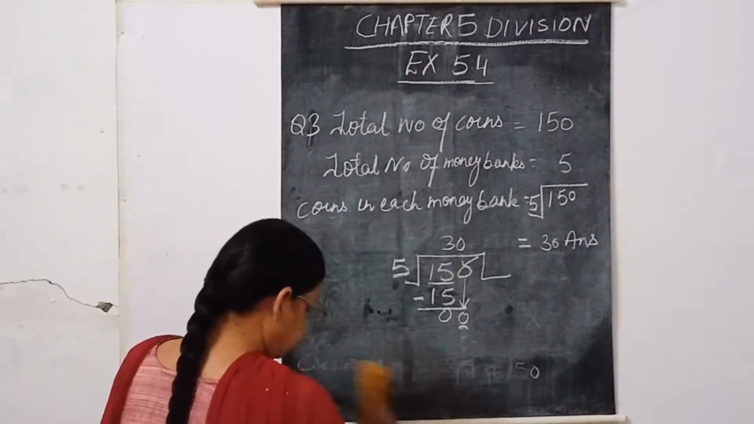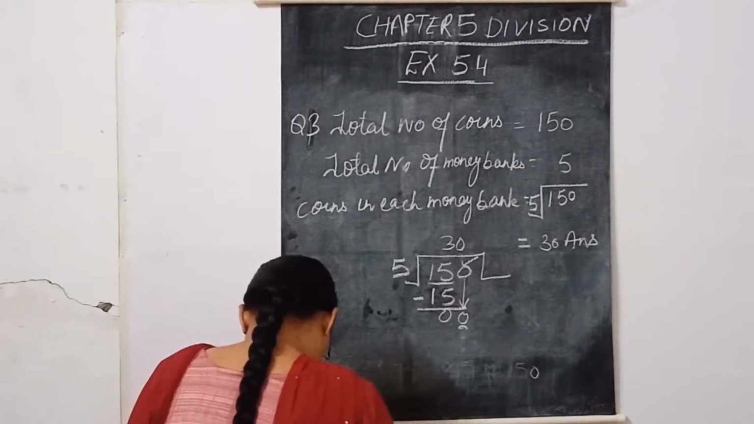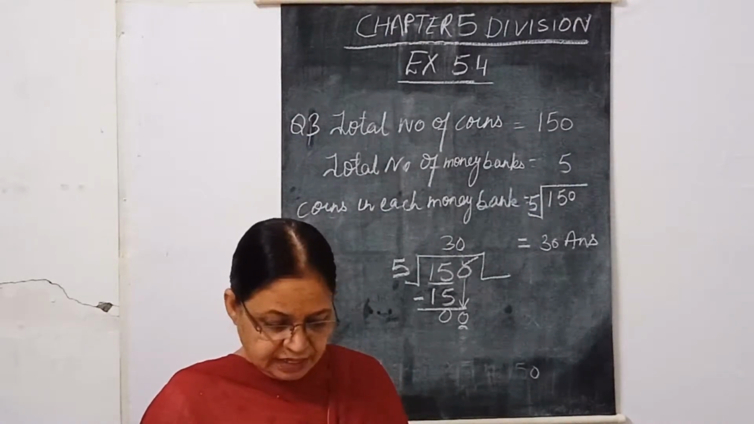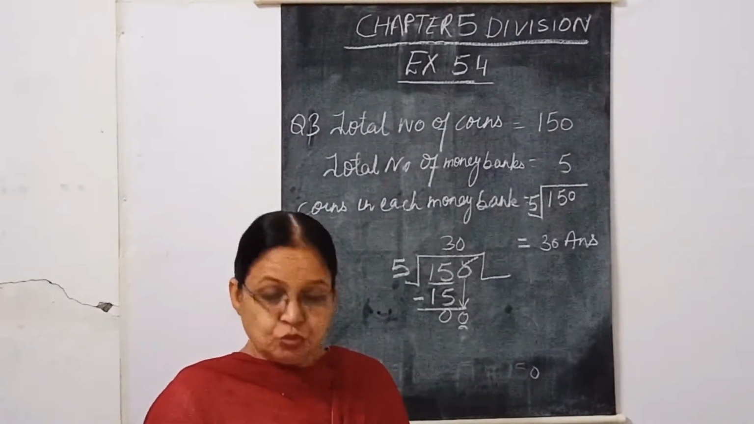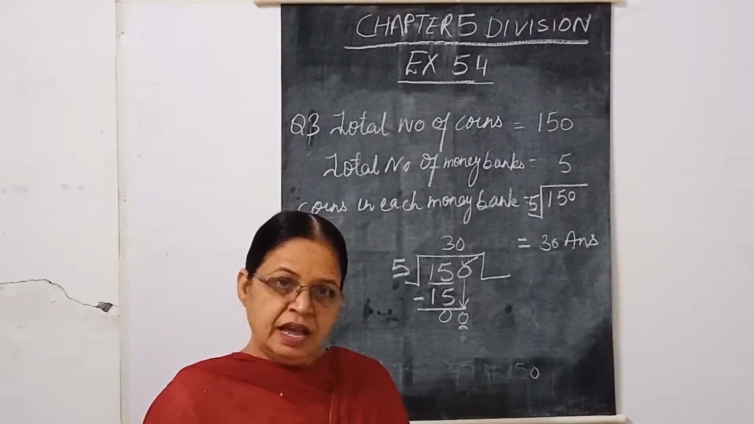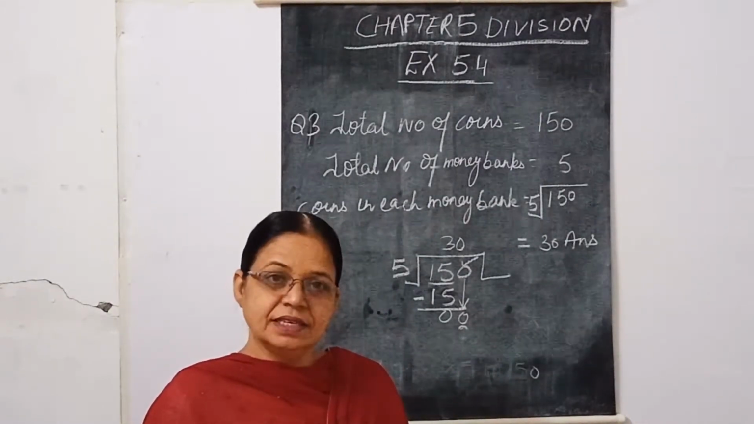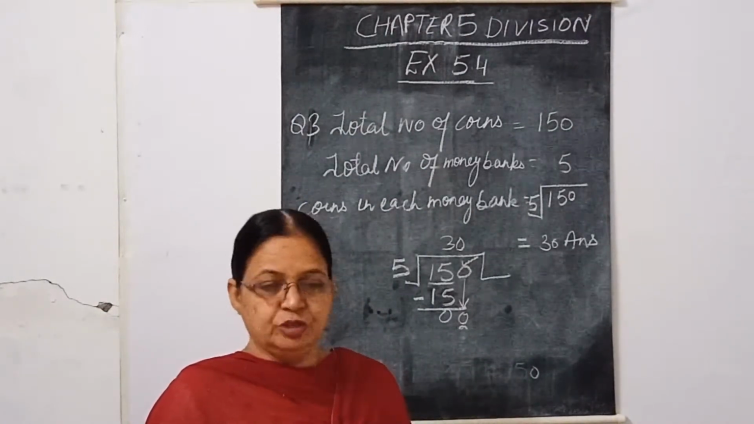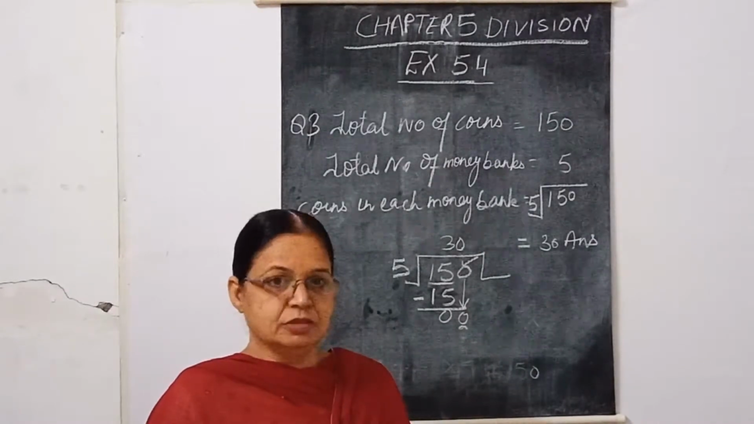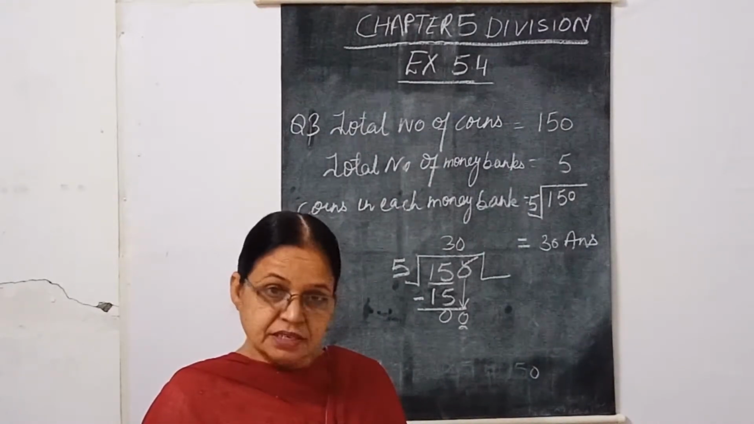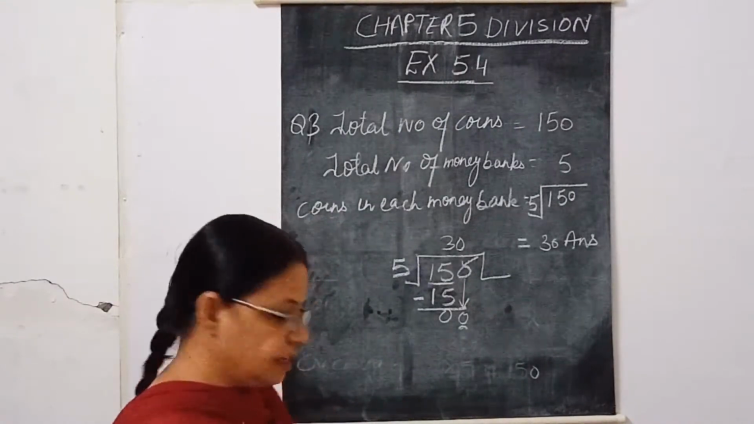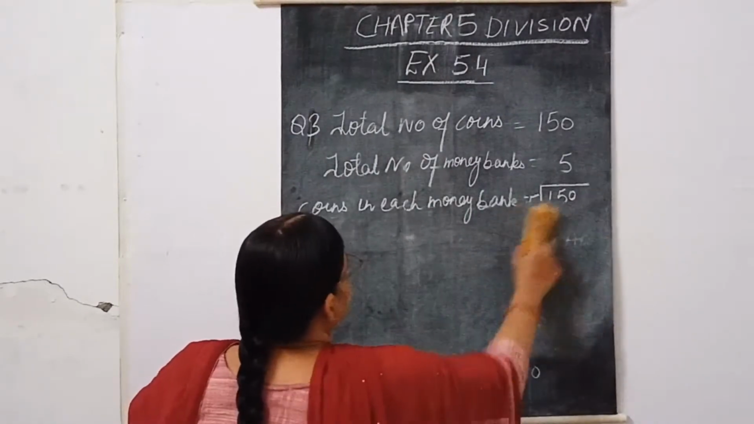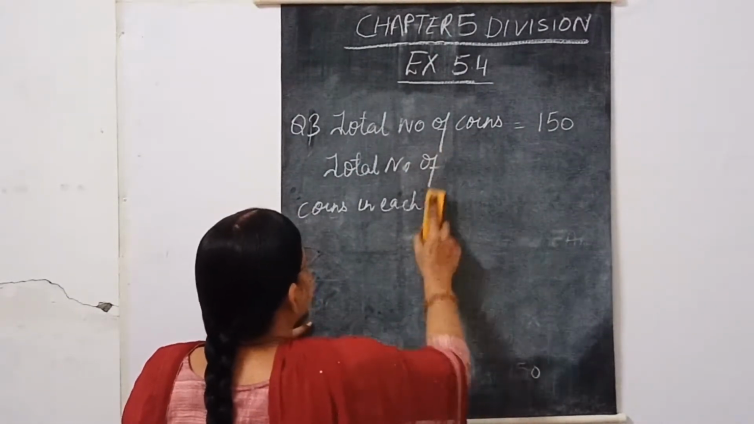Now we come to question number 4. In question number 4, 4 buses can seat 160 students. So the number of buses is 4, and in 4 buses how many students can sit? That is 160. If each bus has the same number of students, then how many students can sit in one bus? So how to write the statement of this question? Let's see. Same statements are there.